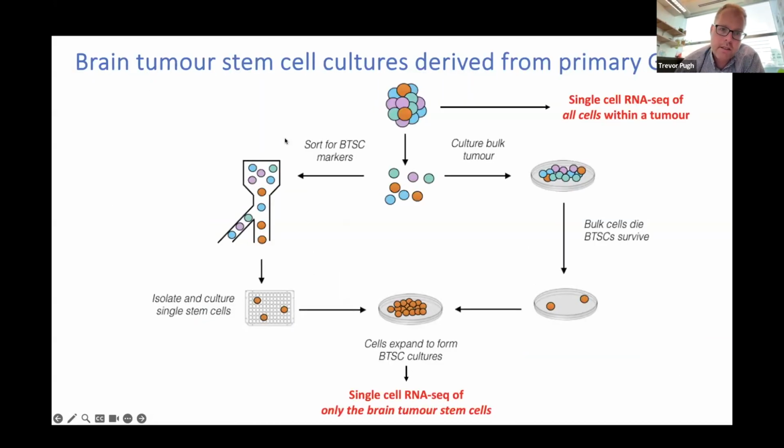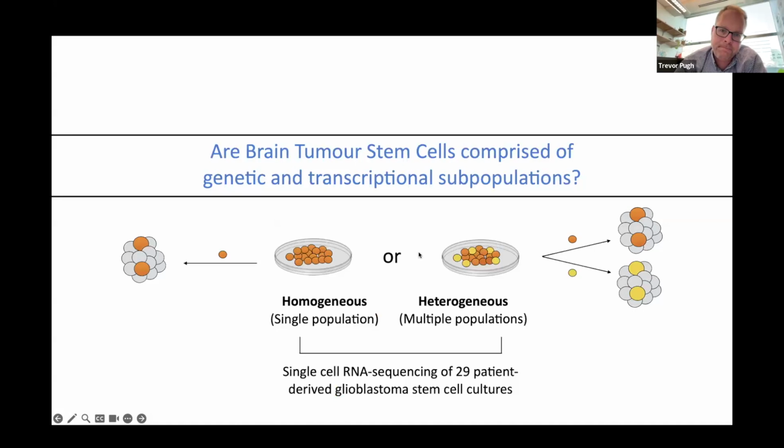We actually had two collaborators, Sam Weiss in Alberta and Peter Dirks in Ontario. One uses flow sorting to isolate their cells of interest and put them into a plate. The other group uses stem cell culture that selects specifically for stem cells. Both have the goal of arriving at a stem cell population. And then our group's role was single cell RNA sequencing of these brain tumor stem cells.